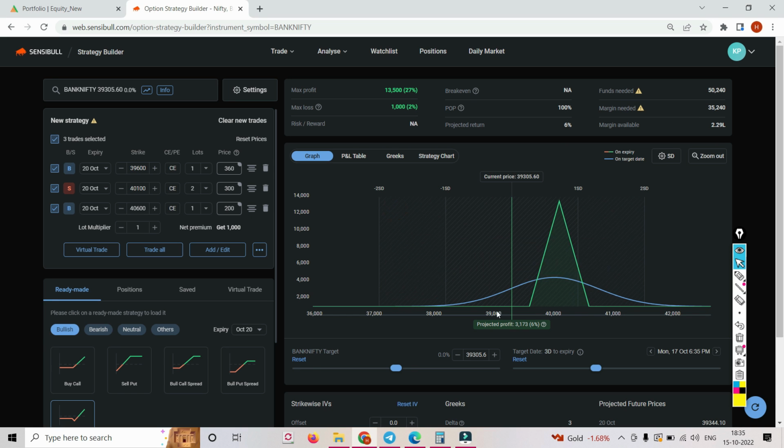But the moment you convert it to a positional trade, you have the potential of capturing 27%. That is like 13,500 with peace of mind. Got it? I've already made a detailed video. Go back and watch that video. If you do not find that video, let me know. I will just make it public.